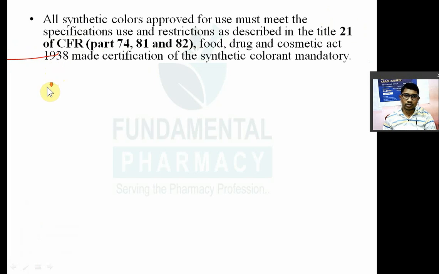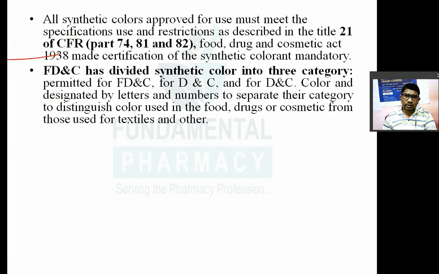Remember this here, a question can come. Now they have divided colors into three categories. The first category is food, drug and cosmetic. Colors permitted for food, drug and cosmetic are known as FD&C. Those permitted for use in drugs and cosmetics are known as D&C. Color for food is also different, and every color is designated by a letter and number.